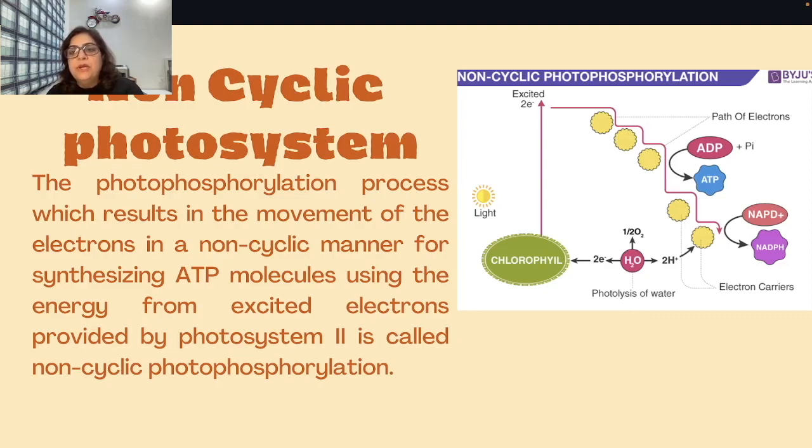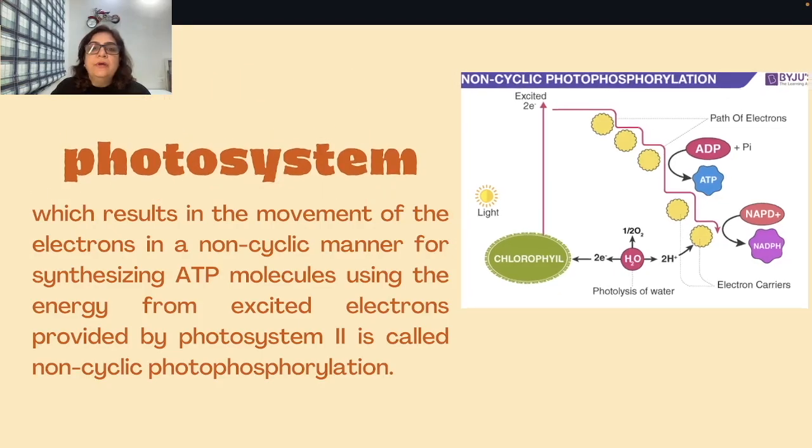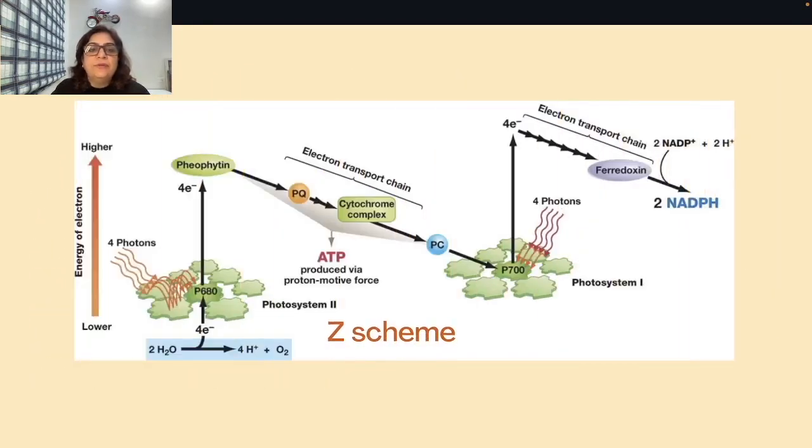And these two photosystems, photosystem 1 and photosystem 2, act together, like you can see in this diagram. Both the photosystems are linked together, and then they are able to form ATP and NADPH. This ATP and NADPH are required for carbon dioxide fixation, meaning carbon dioxide is converted to carbohydrate starch.